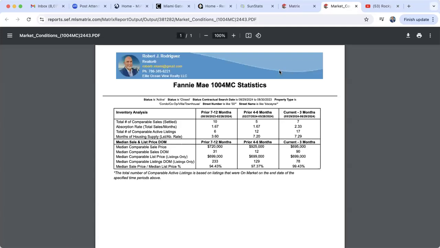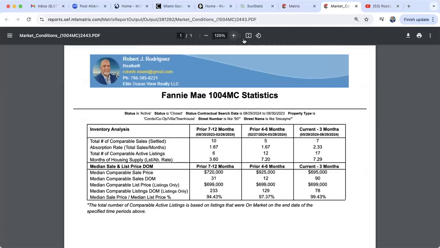In this building, we have a 7-month inventory. That's pretty much been the same for the last 6 months, but it has increased from 3.6 months of inventory. So we went from 6 units available to 12 to now 17 units available. However, we went from 1.5 sales per month to now slightly over 2 sales per month. And we are selling properties here at almost 100% of the asking price, 99.43% of the asking price.